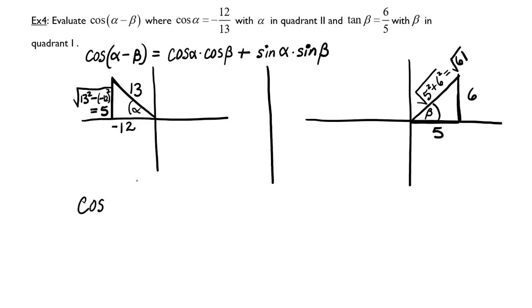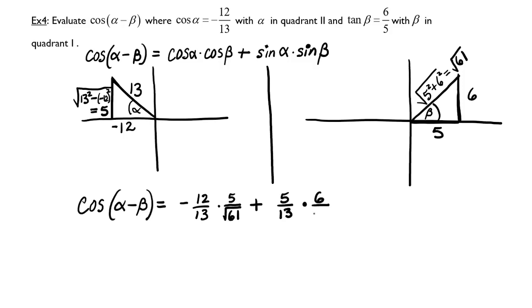The cosine of alpha minus beta is equal to the cosine of alpha, that's negative 12/13, times cosine of beta, which is adjacent over hypotenuse again, so 5 over the square root of 61, plus the sine of alpha, so that's 5 opposite over hypotenuse 13, times the sine of beta, opposite over hypotenuse, which gives me 6 over the square root of 61. And now I just calculate that.